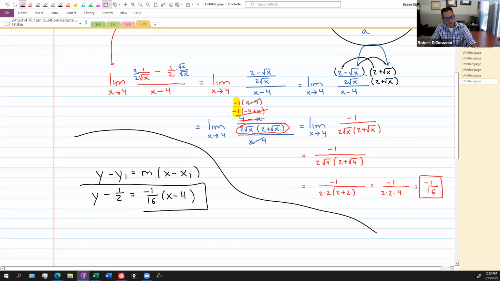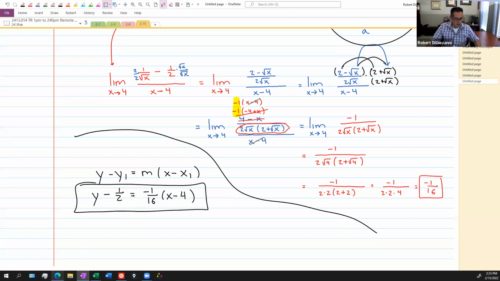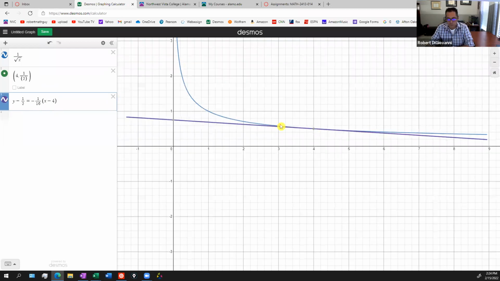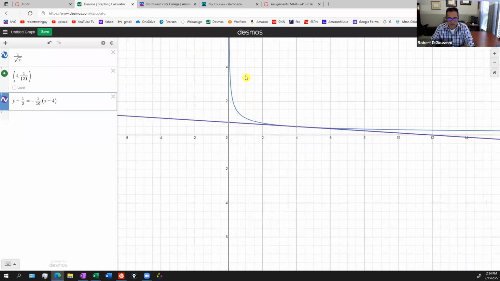Now I could solve that for y, couldn't I? I could go solve this for y. But Desmos will take it like this. So I'm going to just go type that in Desmos. y minus a half equals -1 over 16 times x minus 4. There it is. We have found the line that is tangent to this blue curve at the point 4, 1/2.